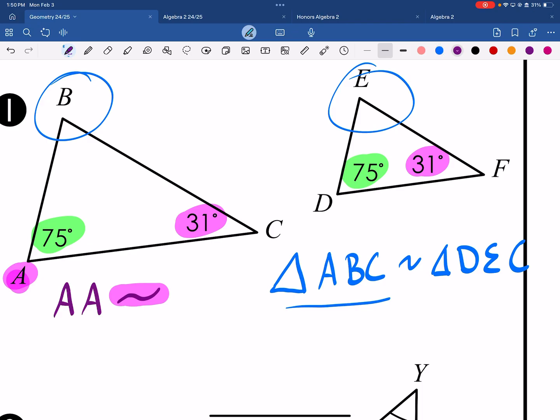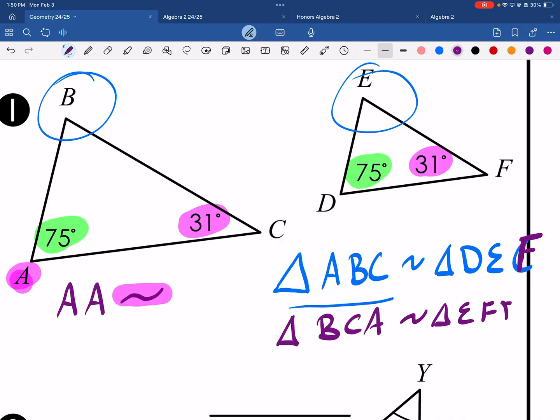So like I said, the first one doesn't matter. I could go BCA. The second one does matter, though. Angle B associates with angle E. Angle C corresponds to F. I don't know why I put a C there. F and angle A and angle D. So the order matters for the second one. Questions with that one?